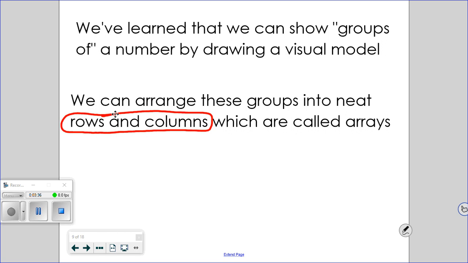Show me columns. Rows. Columns. What you doing? Rows. Rows. That almost got me. Rows. Columns. Rows. Columns.